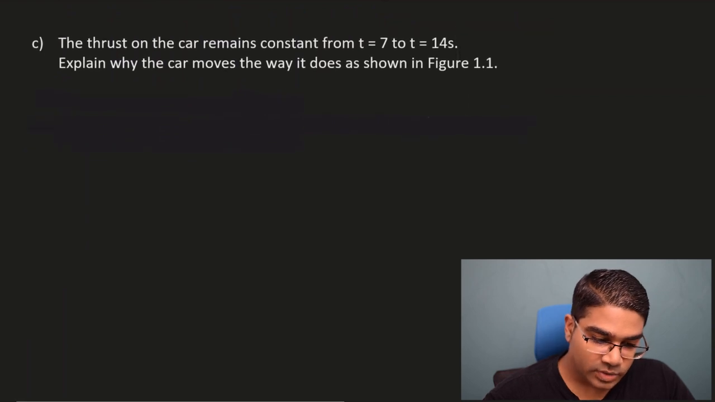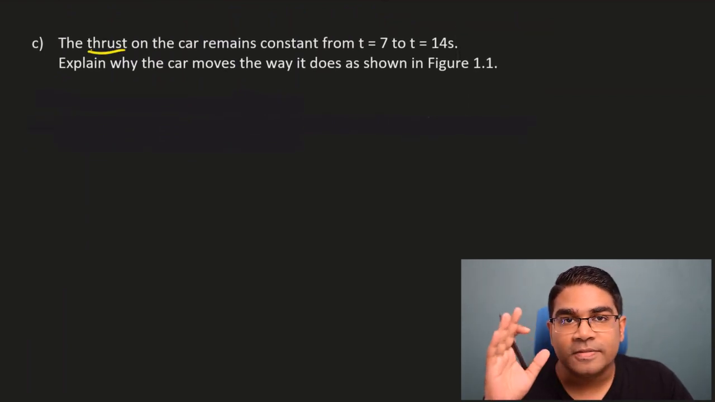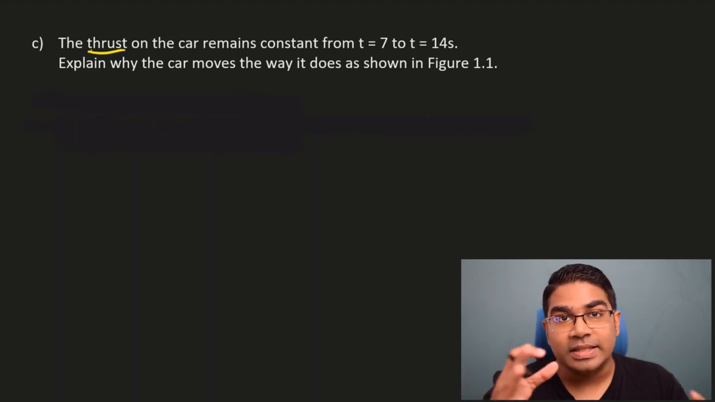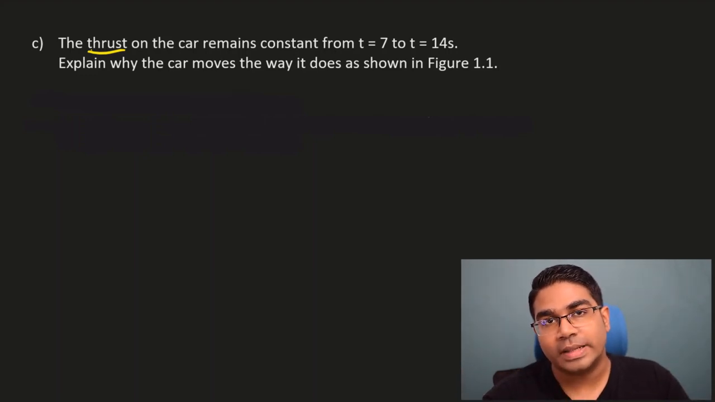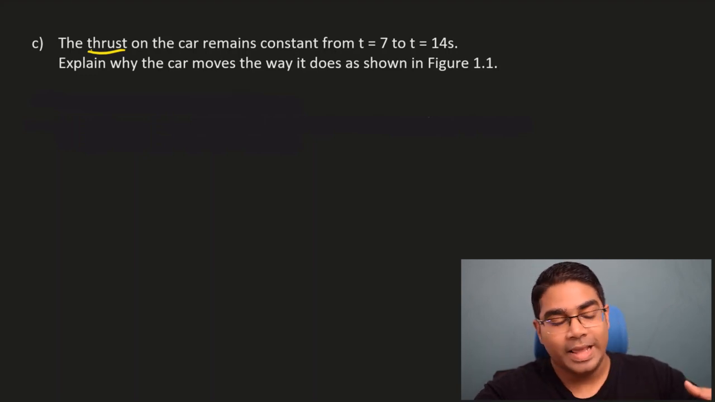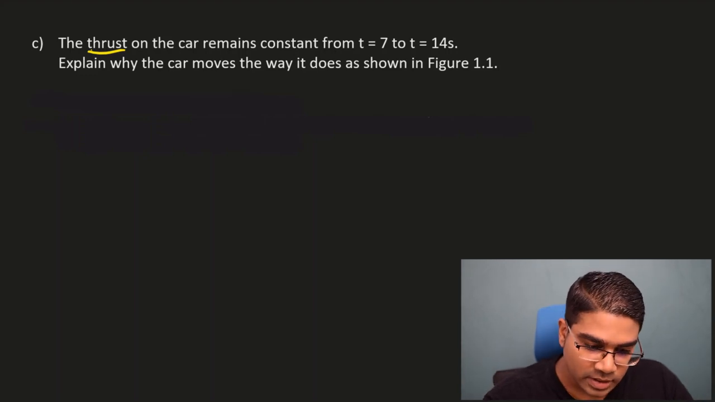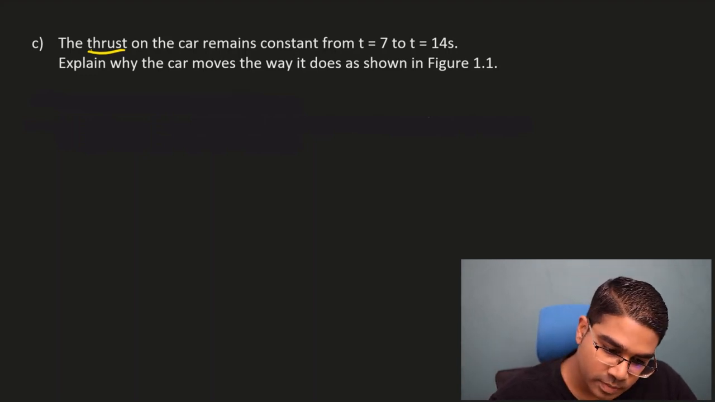Now let's look at the thrust on the car. What is the thrust? The thrust is the force that is exerted by the engine. When we have a vehicle that has an engine that drives the motion of the vehicle forward, then the force is called the thrust. So the thrust on the car remains constant from t equals 7 to t equals 14.